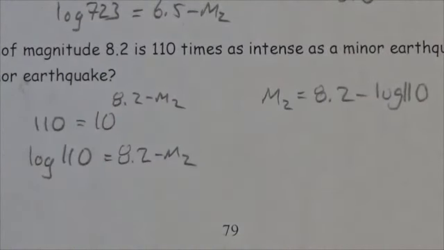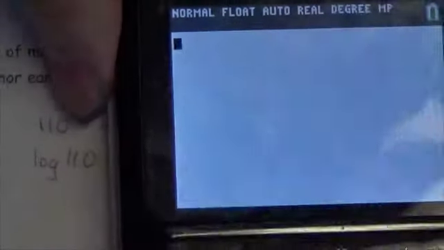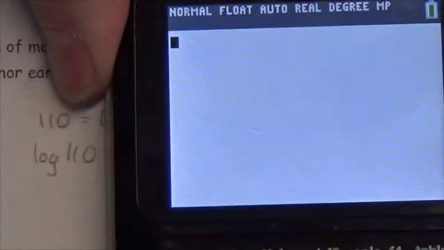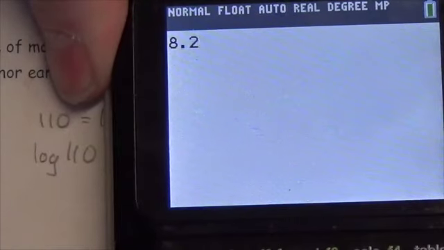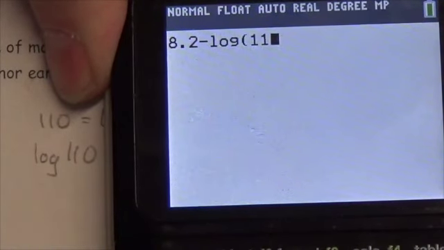And we'll just go to the calculator. Okay, and we got 8.2, there we go, minus the log of 110.